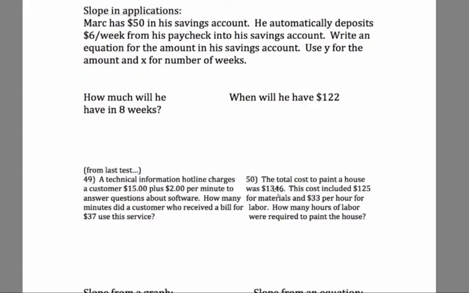Let's talk about slope in an application problem. Mark has $50 in his savings account. He automatically deposits $6 a week from his paycheck into his savings. Write an equation for the amount in the savings account. Use y for the amount and x for the number of weeks.